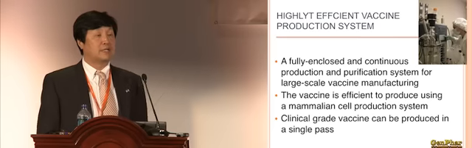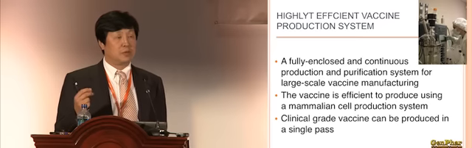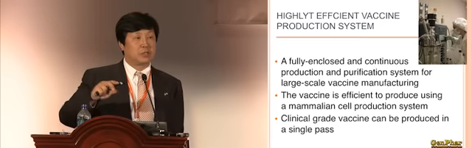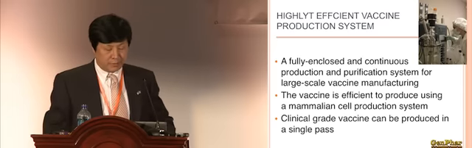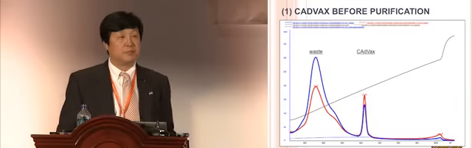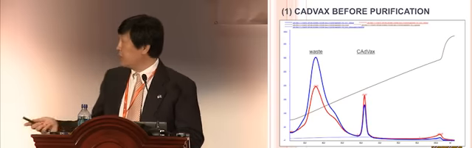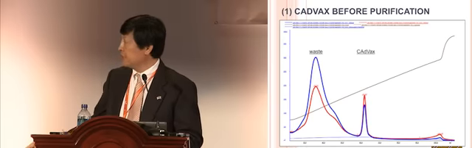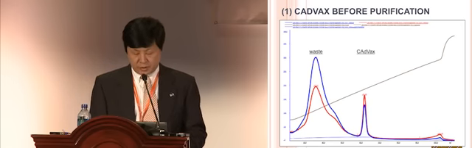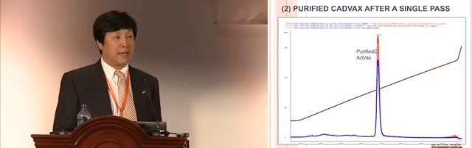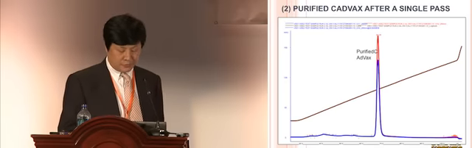The vaccine is also very efficient to produce. We have developed a fully enclosed system with a single pass, from bioreactor to vialing. The whole system is enclosed, only taking samples out of the system. This shows how efficiently the vaccine is produced in mammalian cells. This is the total biological mass, and this is the mass of the vaccine. Relatively speaking, it's very, very high in terms of vaccine production. With a single pass, we can generate a purity of the vaccine that meets the requirement for clinical trials.